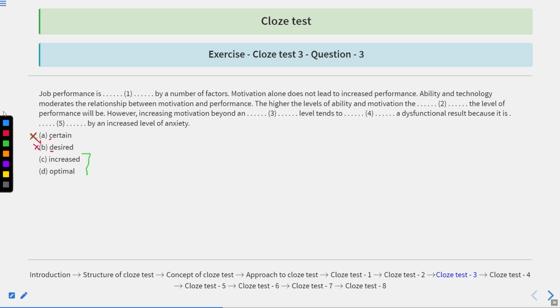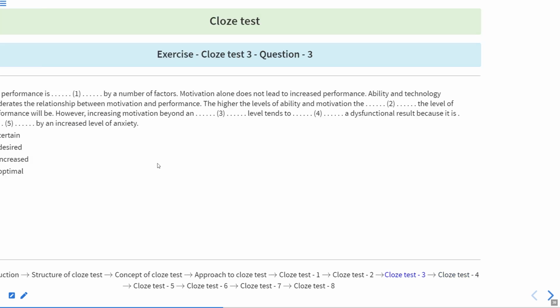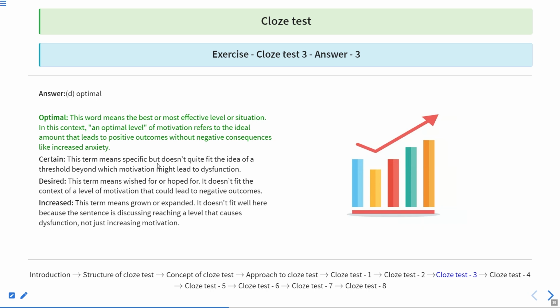So which one is a better one? Optimal seems to be better because the next part says if you increase it, it leads to increased level of anxiety. So let us look at it as the correct answer. So correct answer is optimal. This word means the best or most effective in this situation. In this context, an optimal level of motivation refers to the ideal amount that leads to positive outcomes without the negative consequences, like increased anxiety.